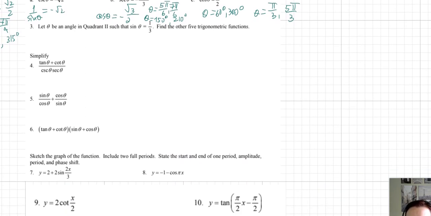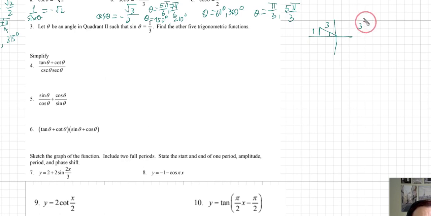In question 3, we're finding the angle in quadrant 2 if the sine is given to us, and we need to figure out the other 5 trig functions. So in quadrant 2, our angle is going to have a sine of 1/3. If this is our angle theta in quadrant 2, sine opposite is going to be 1, hypotenuse is going to be 3. We need to figure out the adjacent side.